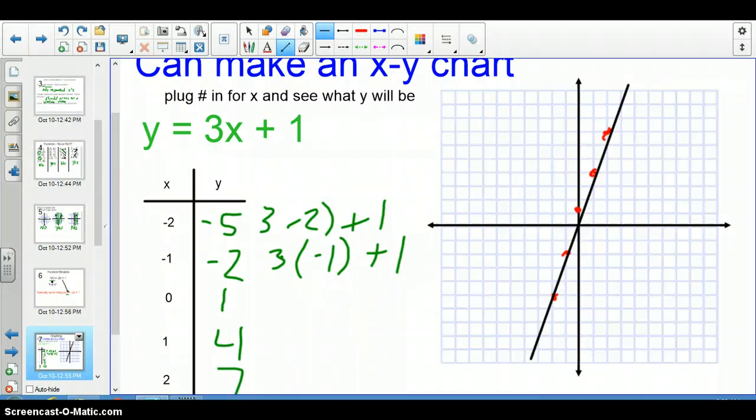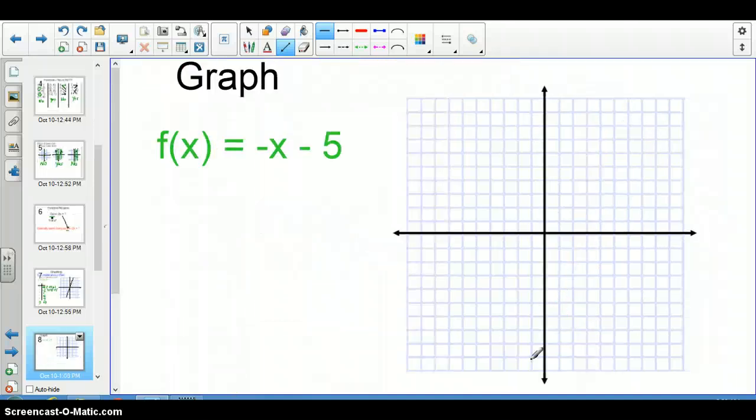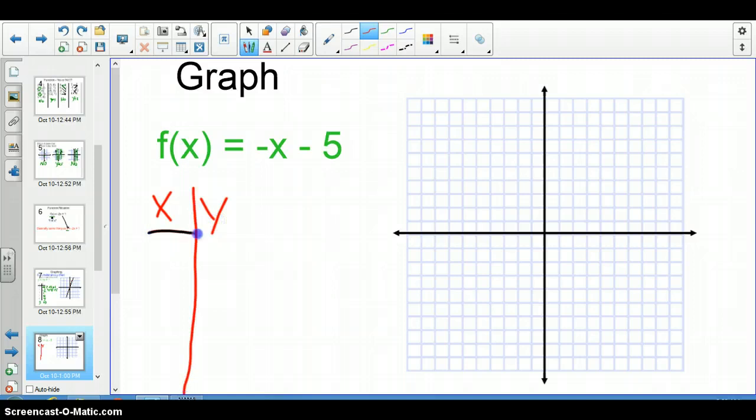So one way we can graph is make an XY chart, pick 5 numbers, plug them in for X, and see what your Y is. So the numbers I'm always going to pick is -2, -1, 0, 1, and 2. So this one we can make an XY chart. So I'm plugging -2, -1, 0, 1, and 2.